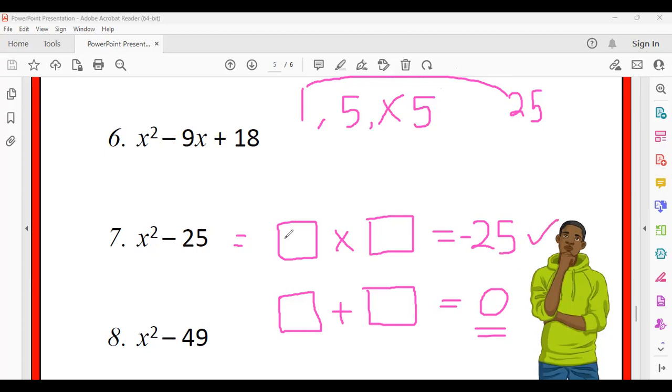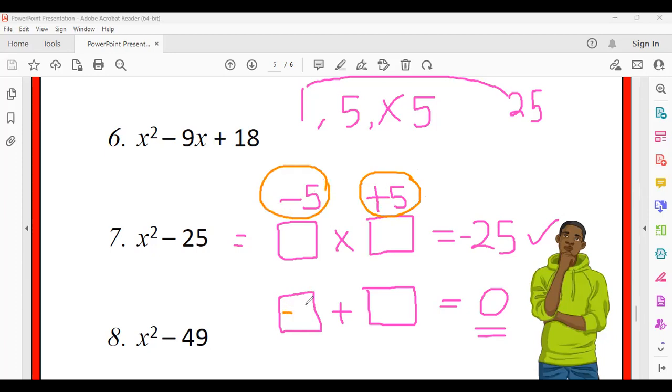So both cannot be positive, because positive 5 times positive 5 means I'll get positive 25. All right, remember that. But both cannot also be negative, because negative 5 times negative 5 will give me positive 25. So one has to be positive, one has to be negative. Do you see that now? One has to be positive 5, the other has to be negative 5.